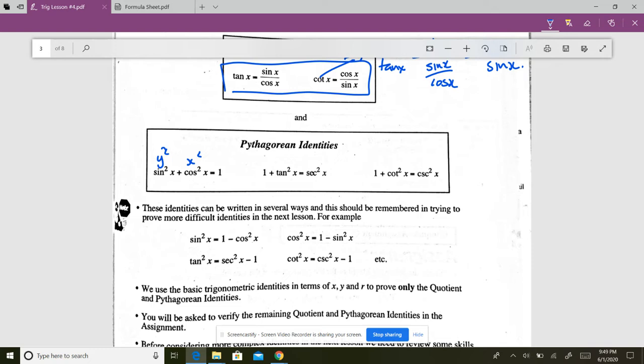But these can be rewritten. So for example, if I move the cosine over here, subtract it off, I get this. Sine squared is equal to 1 minus cos squared. Or if I move the 1 over here, I end up with tan squared is equal to secant squared minus 1. The trick is, if you see a trig function squared with a plus 1 or a minus 1 somewhere in it, think about using these identities.